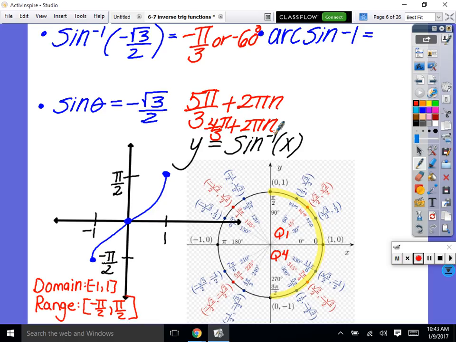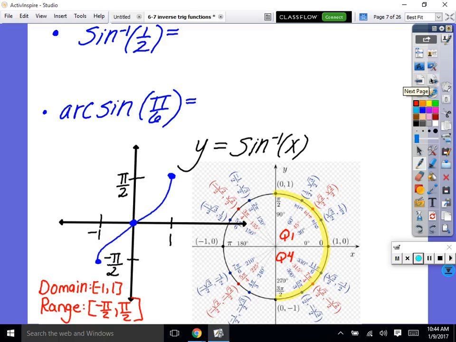Sine is y, so negative 90 degrees. Good. Negative pi halves or negative 90 degrees. You guys totally get it. Any questions on that? Okay, let's go to the next one. Answer those two for me.